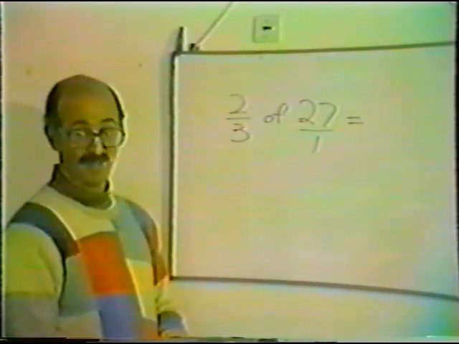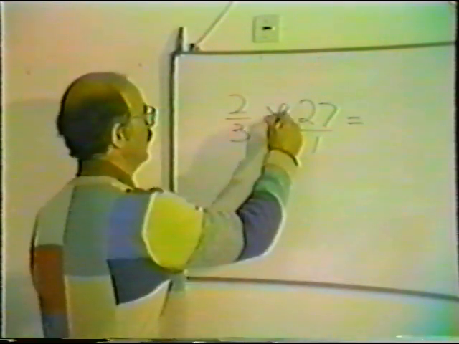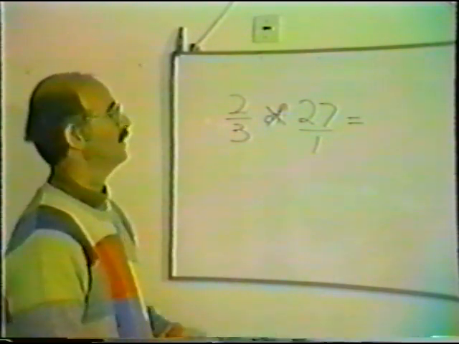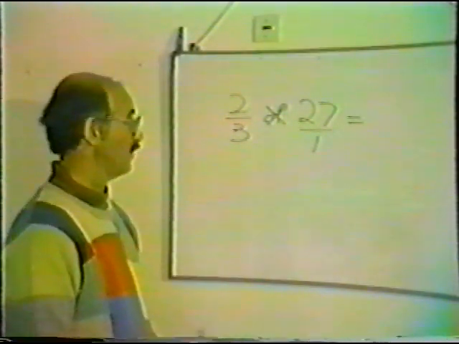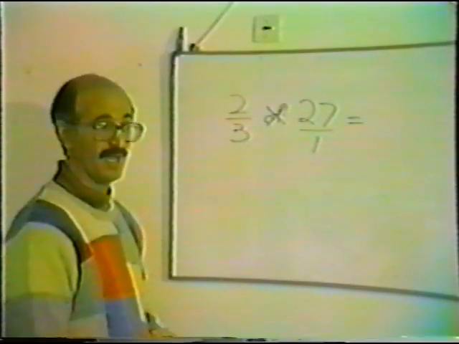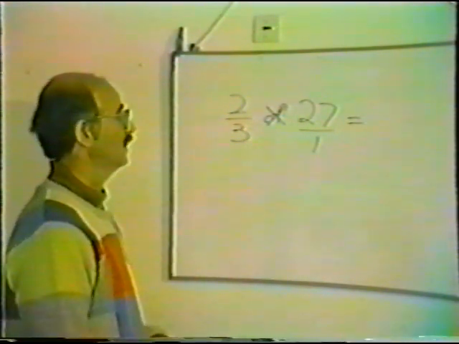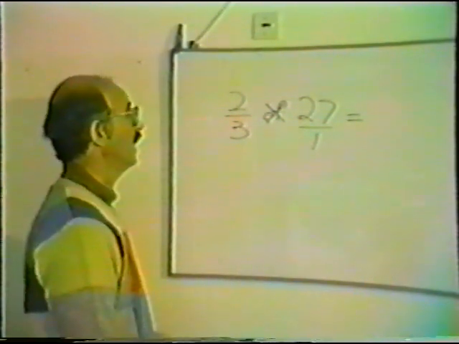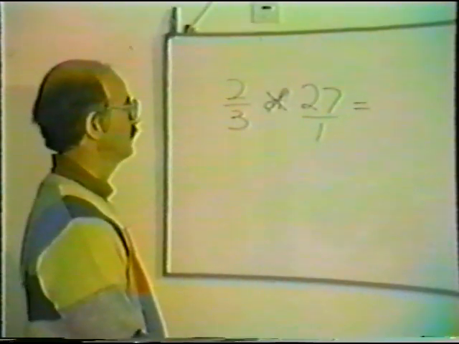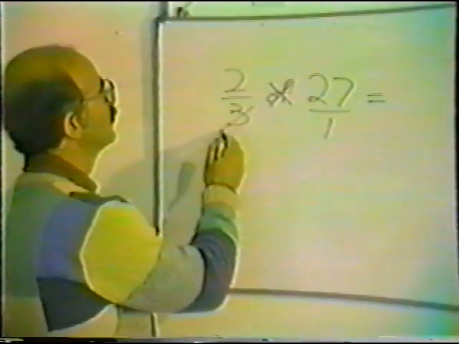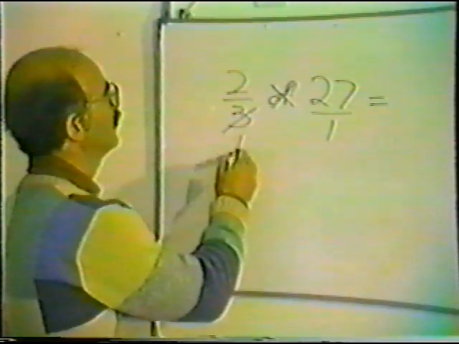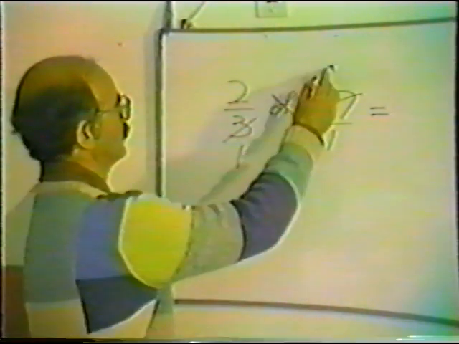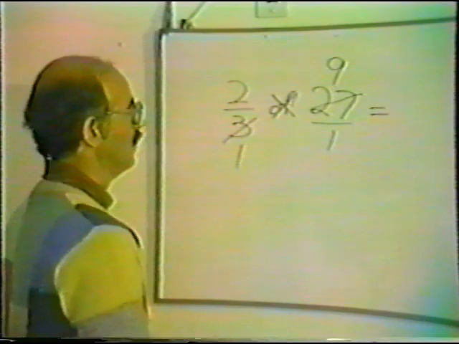The first thing that I would do is make of into times. Then I would put the 27 over the 1. Can I cancel? Yes. What 2 numbers can I cancel? 3 and 27. And what can I hit them with? 3. 3 into 3 is? 1. And 3 into 27 is? 9. Now we'll multiply across.